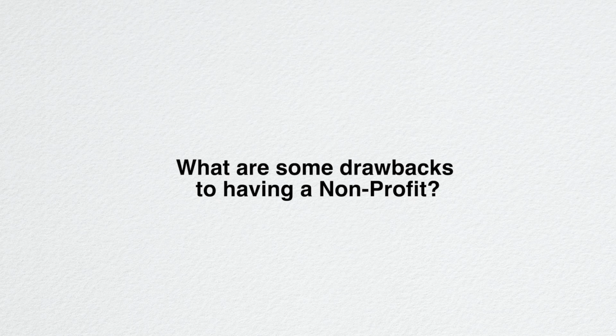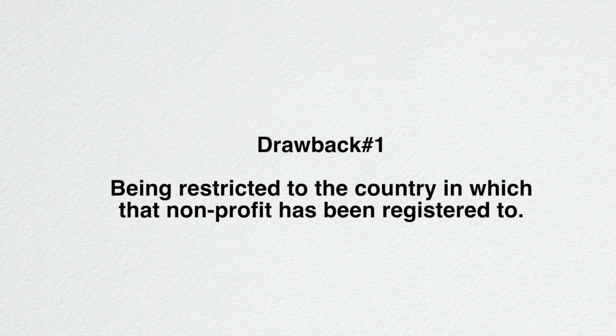Some drawbacks to having a nonprofit once you've gone through the exercise of putting a nonprofit together is one, being limited to the country or the jurisdiction in which that nonprofit is registered. So if I'm a Jamaican nonprofit, I can only accept donations from within Jamaica. If I'm a US nonprofit, I can only accept donations from US donors. That's a drawback if you have a list of donors but you've registered your nonprofit in the wrong place.